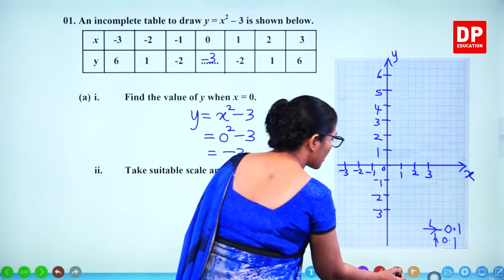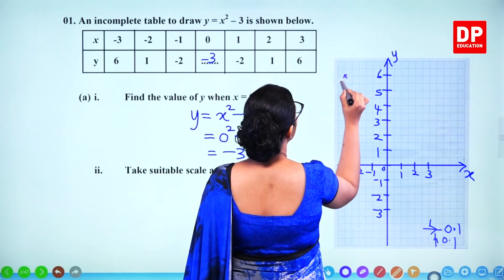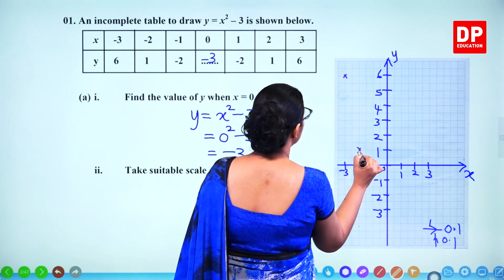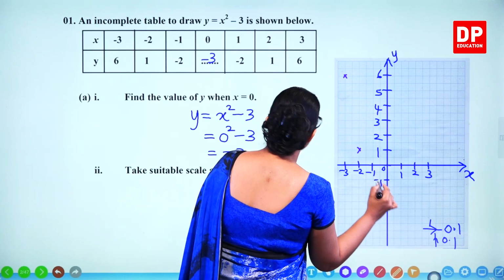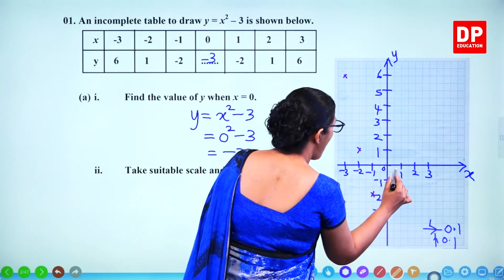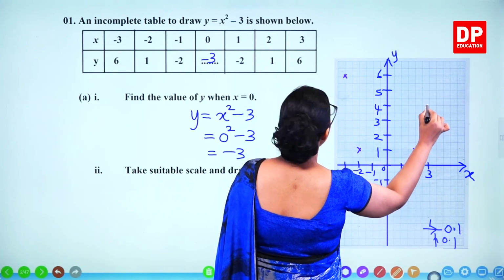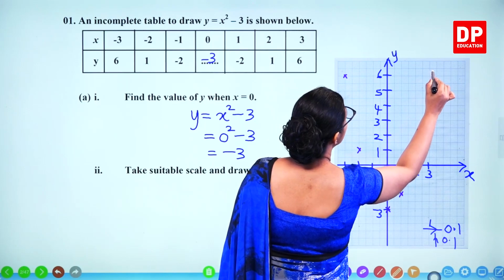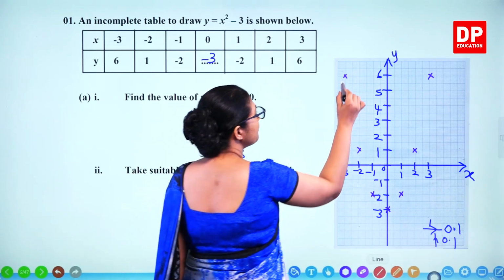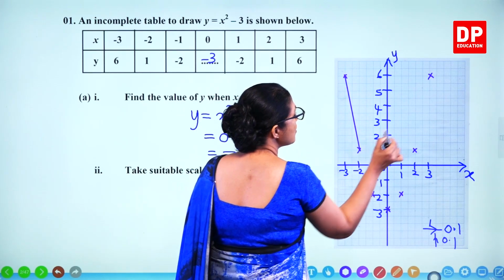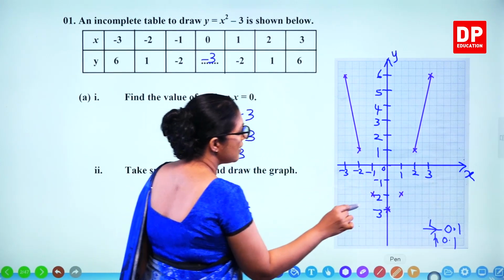Then we can mark the points. Minus 3, 6. Minus 2, 1. Minus 1, minus 2. 0, minus 3. 1, minus 2. 2, 1. And 3, 6. Now you can smoothly connect. I'll use the ruler to just connect the endpoints, and then smoothly connect the other points.